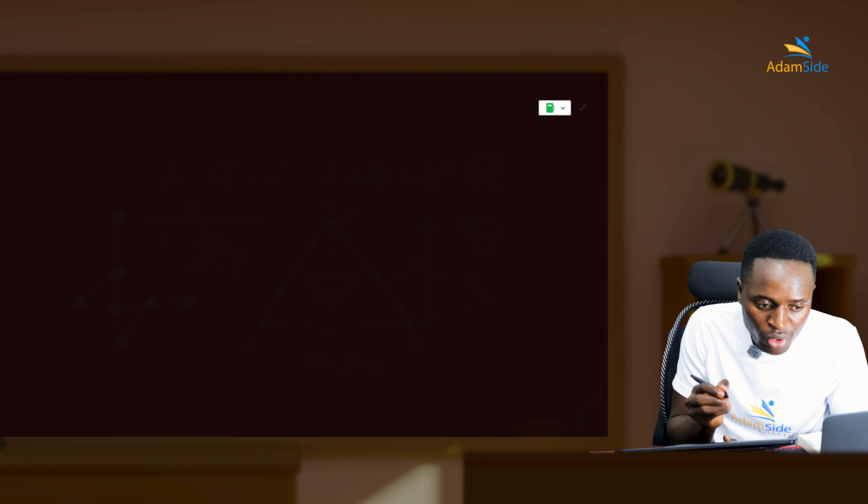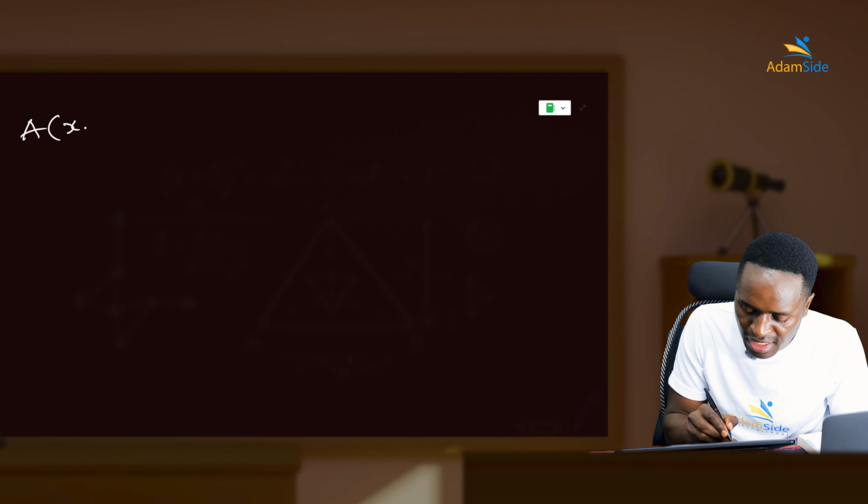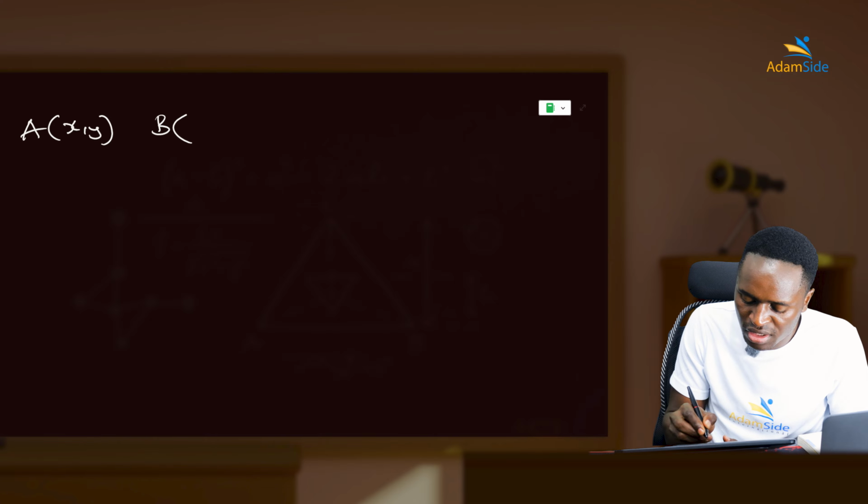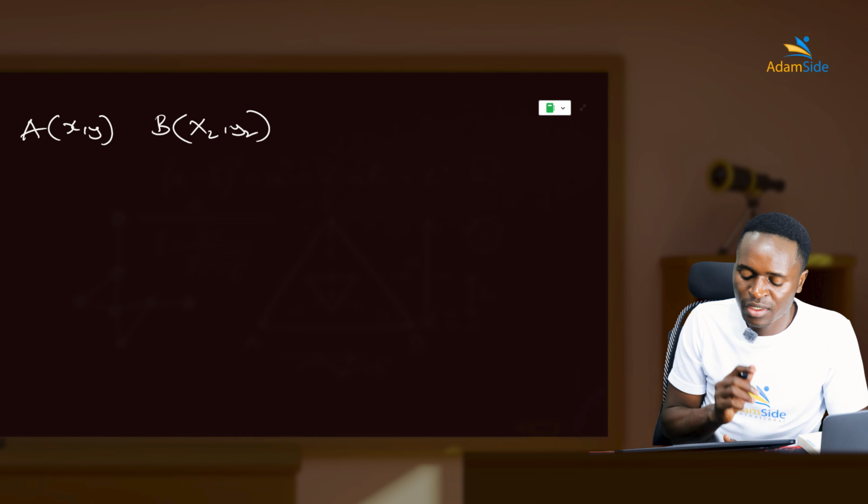Now, when you're given two coordinates of points, let's say coordinate A as (x, y) and coordinate B, you can call it (x2, y2), because we have another y here.